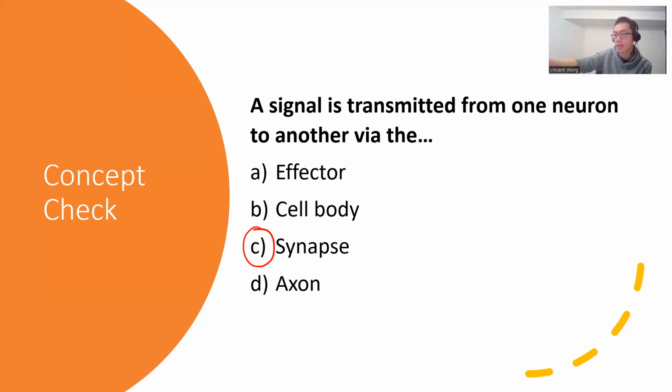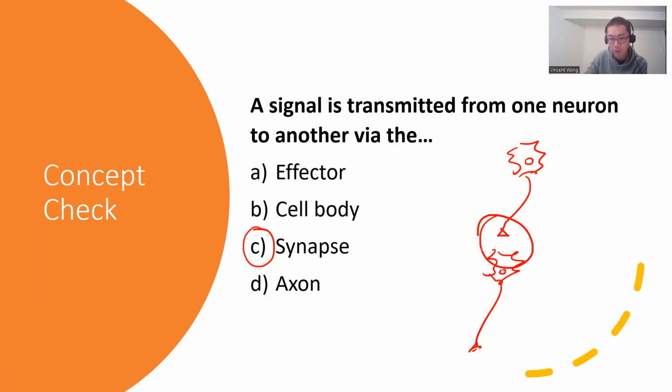A lot of people chose the axon, okay? But axon is like, going down the neuron, right? The axon's not going to cause the signal to go from one neuron to another. The axon is transmission within the neuron itself, right? Maybe I wasn't being very clear earlier, but that's what this means, okay? Synapse. Again, this is one neuron. This is another neuron. To go from one neuron to another neuron, it got to go through the synapse. Synapse.